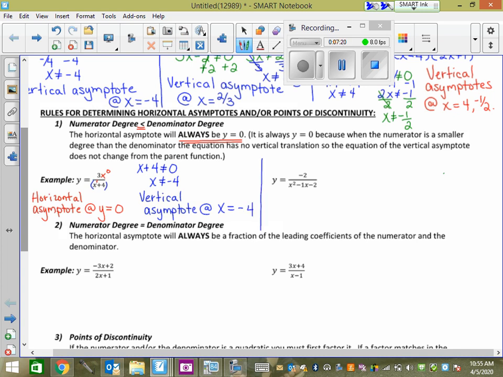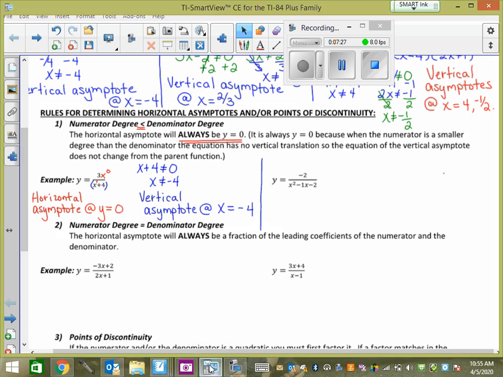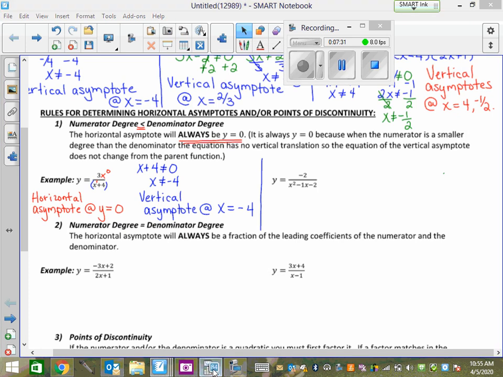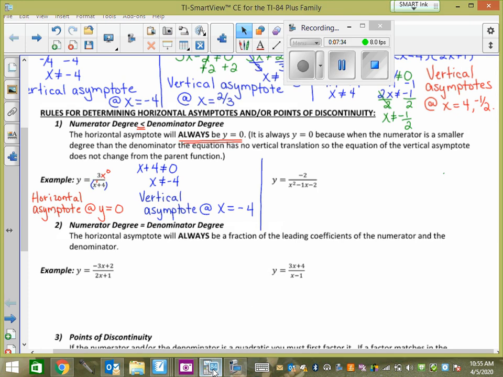Now let's look at this graph. So I'm saying I have a vertical asymptote up and down at x equals negative 4 and a horizontal at y equals 0. So I can check these by looking at it. I can get my calculator to show. One second.